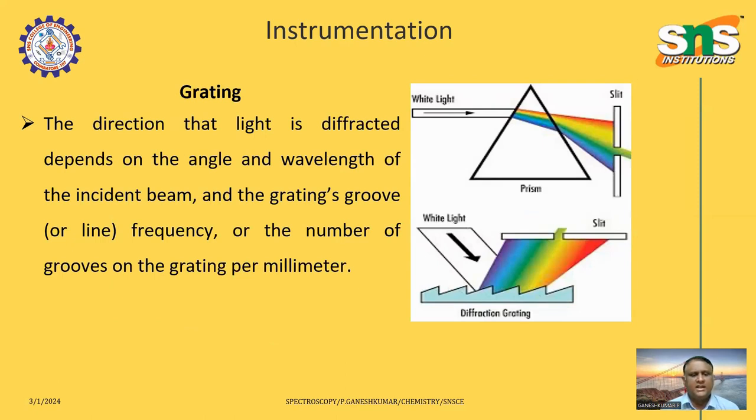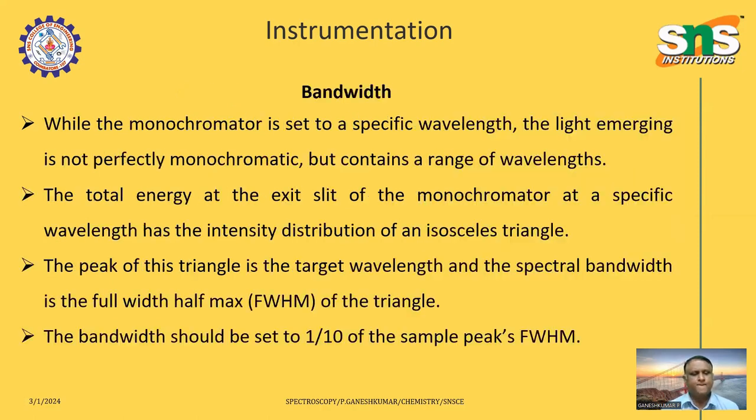The direction in which the light is diffracted depends upon the angle and the wavelength of the incident beam, and the grating's groove frequency, or the number of grooves on the grating per millimeter. While selecting a monochromatic light, we have to set a specific wavelength. The light emerging is not perfectly monochromatic, but contains a range of wavelengths.